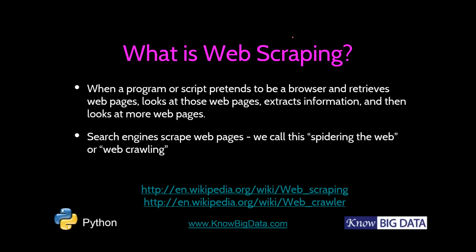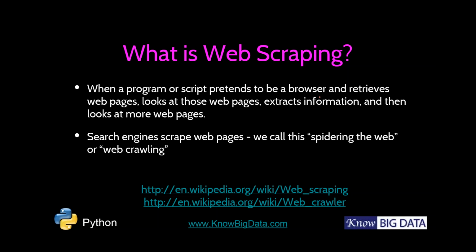So let's go to the formal definition of web scraping. When a program or script pretends to be a browser and retrieves web pages, looks at those pages, extracts information, and then looks at more pages. So what you're doing is going to a page, getting some data, following some other page, getting some more data, extracting the data. This is in fact called web scraping.